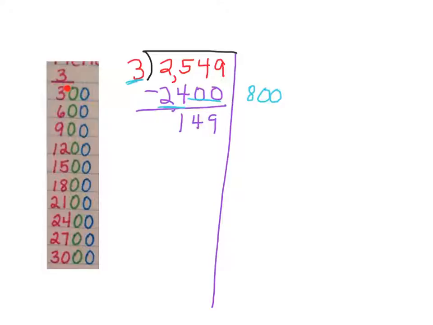So now I'm looking for a new friendly number that is closest to 149 without going over. So I look down my list, and I know that I don't need the zeros on the end anymore. I can look, though, at the 30, 60, 90, 120, getting closer. 150 is too much. So I'm going to stick with 120.